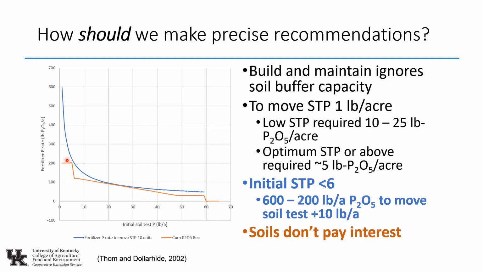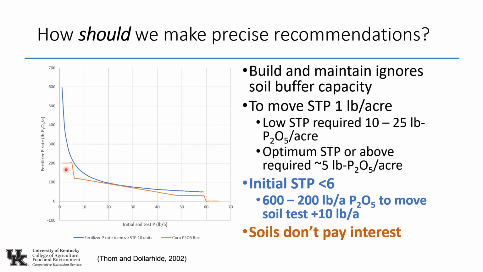But in fact, you would need much more than that, going up to 500 or 600 pounds per acre of phosphorus to move 10 parts. And this is why, even if you follow university recommendations for the highest rate, 200 or even 300 pounds per acre, you would see very little change over time in these low testing soils.